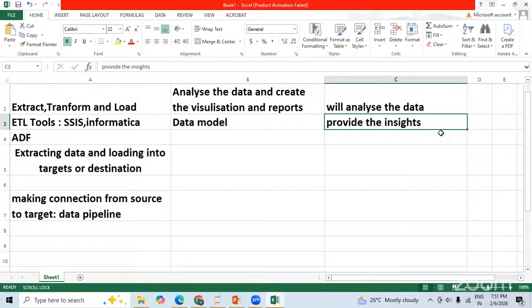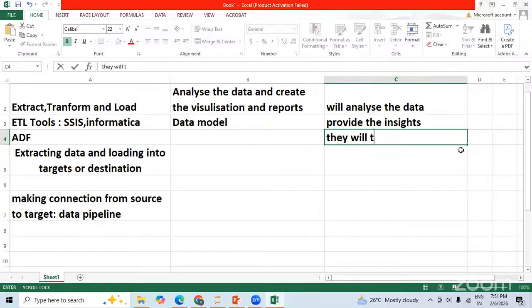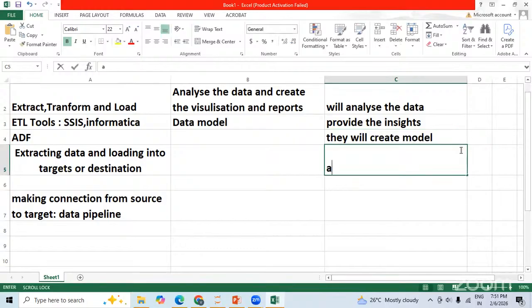They will analyze the previous data, what happened in the previous year's festival, before that festival. They are going to provide the insights, and then they will create a machine learning model, and they will train the model. Now, what is this model? Model, it is simply, guys, suppose we want to predict something. I will give you one example.